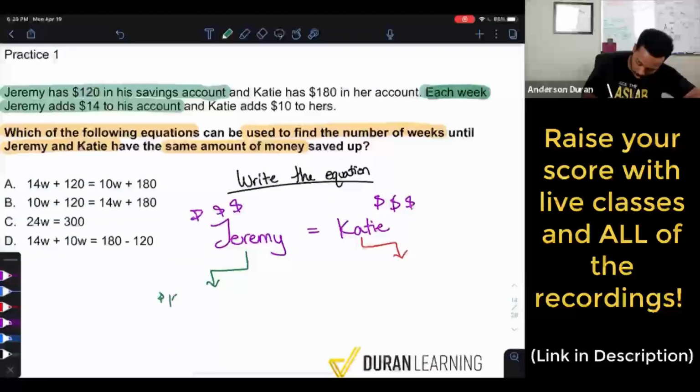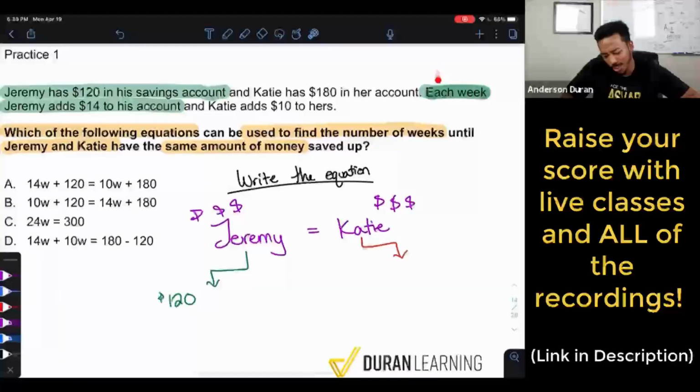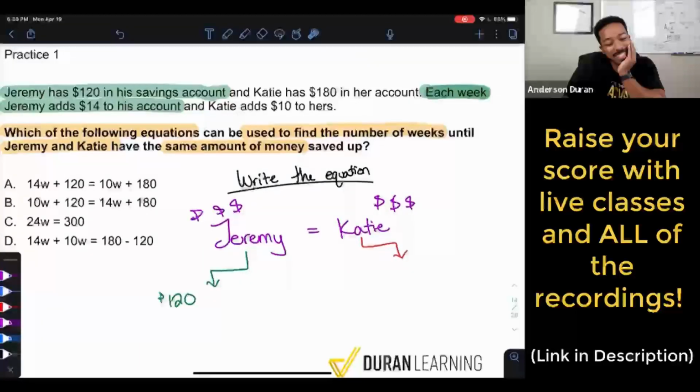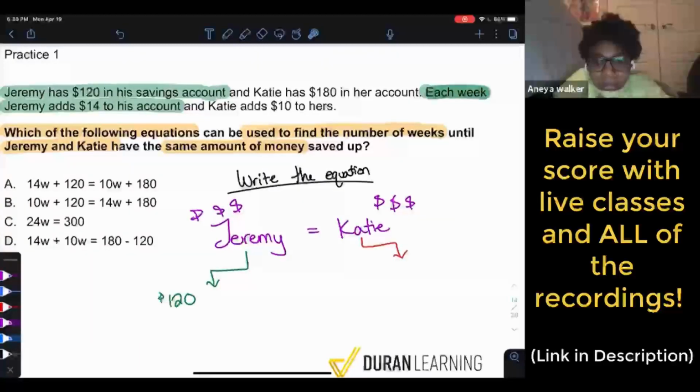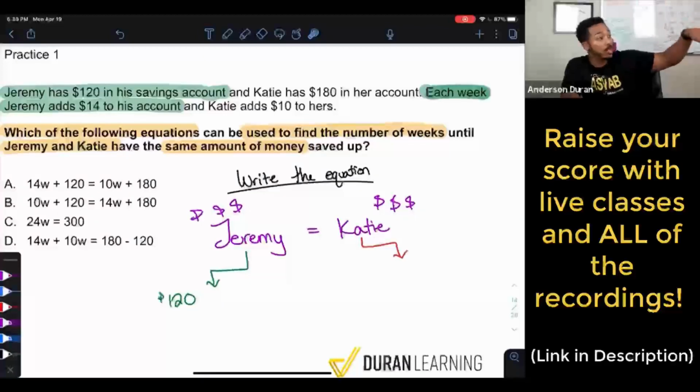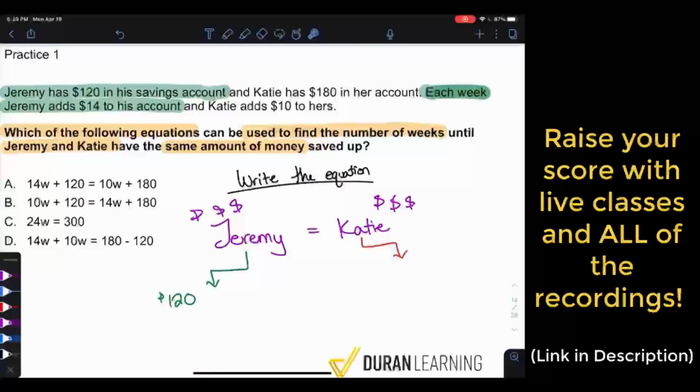So we have $120. And then we also see over here that each week, everybody, the word each, that's a key word, isn't it? What operation does that usually tell us that we might be looking at? Multiplication. Typically multiplication, but it depends on the context. If I say each week, $14, that's multiplication. If you say each student is supposed to receive 6 balloons, that's dividing.